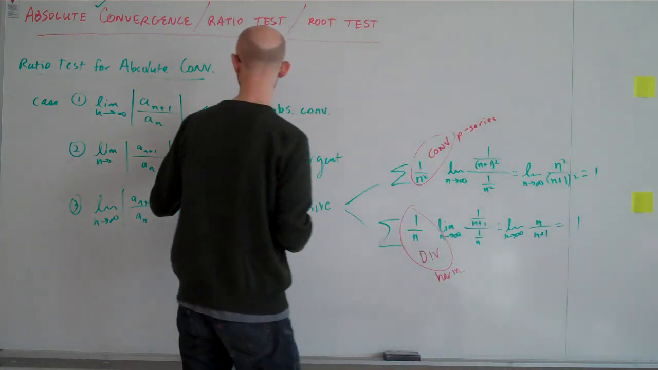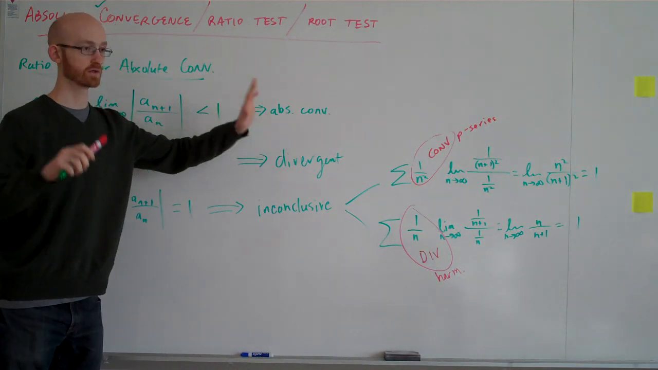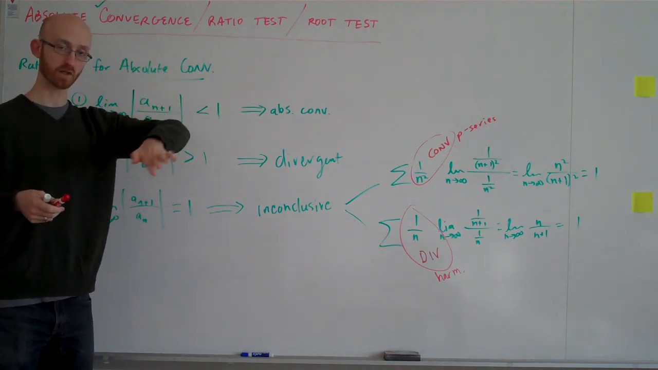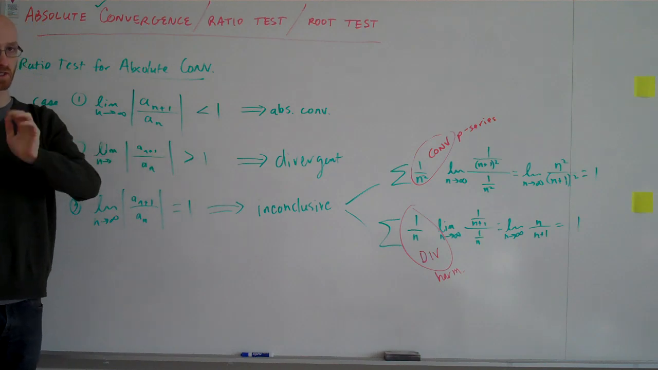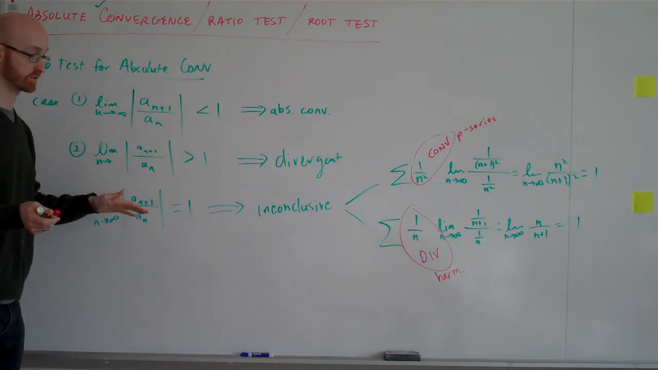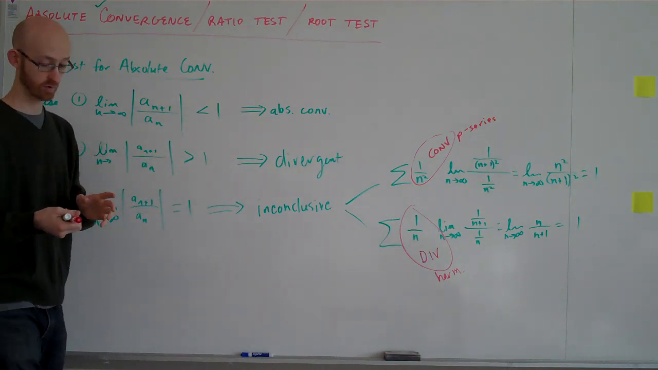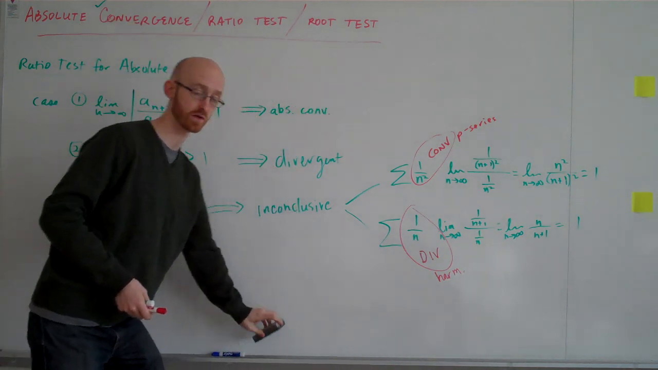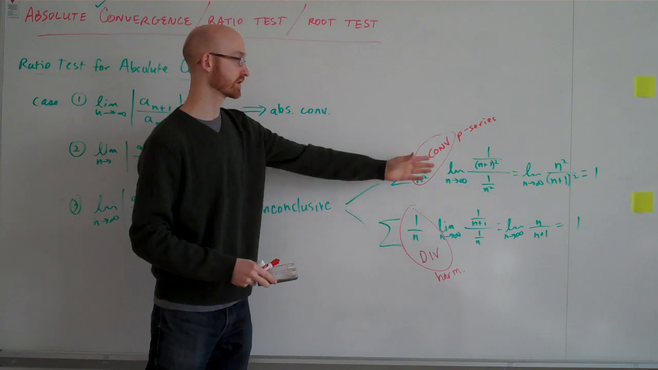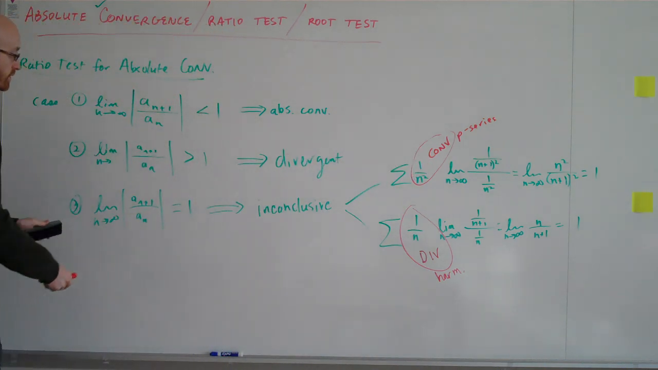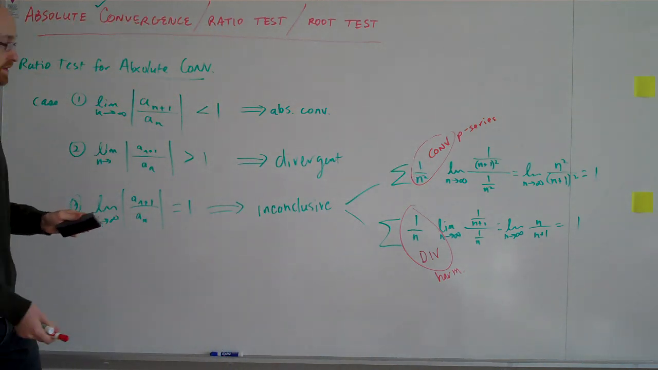So if the ratio tends to be less than 1, absolutely convergent, just like in a geometric series. If it tends to be greater than 1, divergent, just like a geometric series. If it equals 1, though, and this part, like I said, is a little more nuanced than the geometric series argument, we're inconclusive. It could be convergent, could be divergent, in which case you need to maybe pursue a different test.